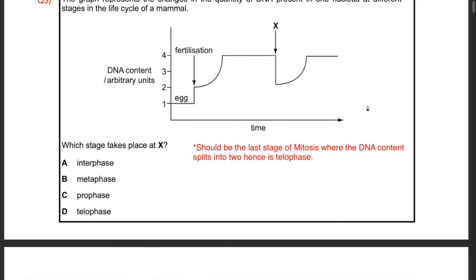Question 3. The graph represents the changes in the quantity of DNA present in one nucleus at different stages in the life cycle of a mammal. Which stage takes place at X?